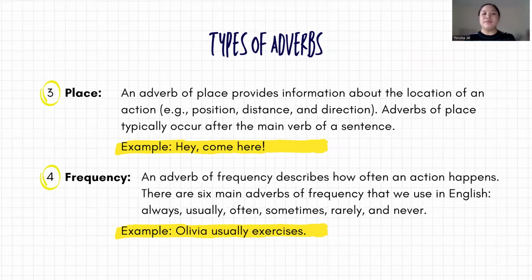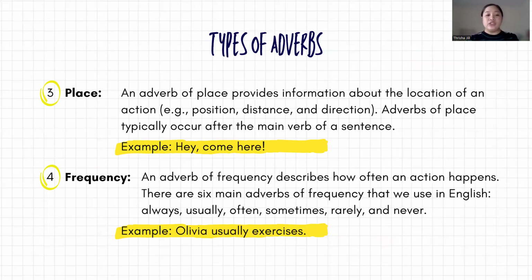Next one. We also have adverb of place. It provides information about the location of an action. For example, it can be a position, distance, or a direction. Adverbs of place typically occur after the main verb of a sentence. For example, here we have, hey, come here. Come is our verb and the adverb is here, which indicates position.